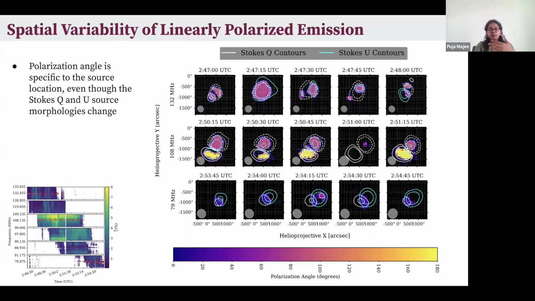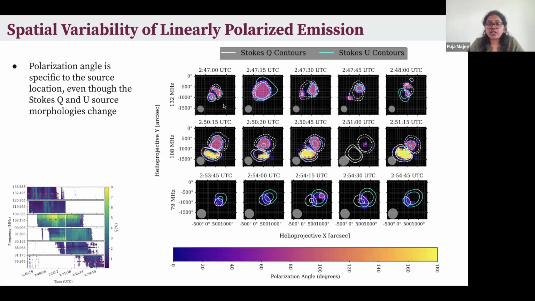Now, if I show you the spatial variation of the linearly polarized emission, these plots are basically showing you the spatial variation, where each row is a different frequency and the columns show different timestamps. The color is showing you the polarization angle, the white color shows the Stokes Q contours, and the cyan color shows the Stokes U contours. The negative are the dashed ones, and the positive are the solid contours.